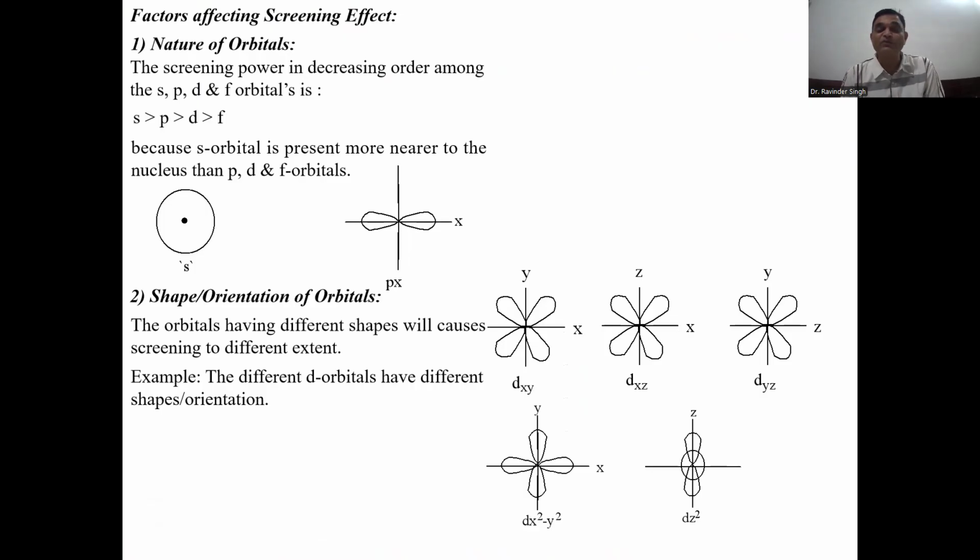So all the 5 orbitals differ from each other in one way or another. So the different orbitals having different shapes or different orientations will have different screening effects to different extents. So that factor also affects the screening effect.